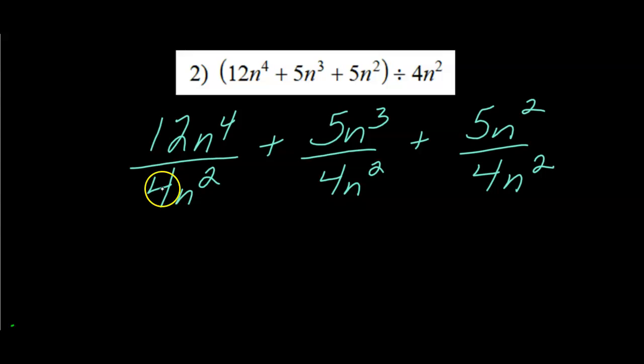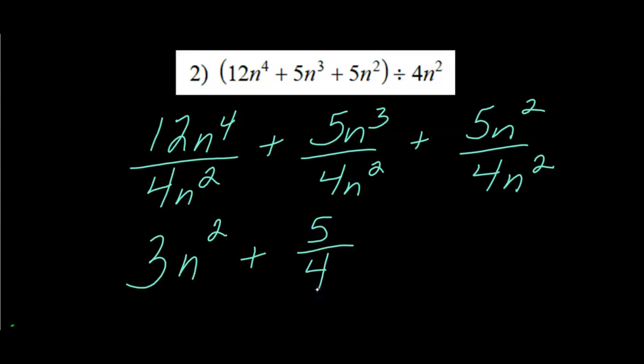So 12 divided by 4 will give me 3. N to the fourth divided by n squared will give me an n squared because I'm subtracting those exponents. Moving over to the second fraction, 5 divided by 4, well, that doesn't divide evenly, so I want you to just leave it as a fraction. We don't want to put decimals in these. If the fraction reduces, go ahead and reduce it. If it doesn't, then it just is what it is, 5 over 4.